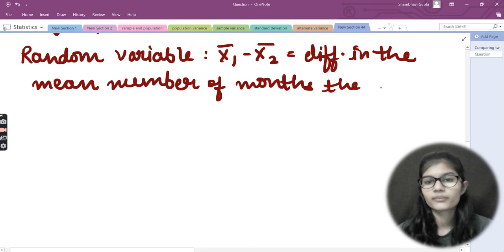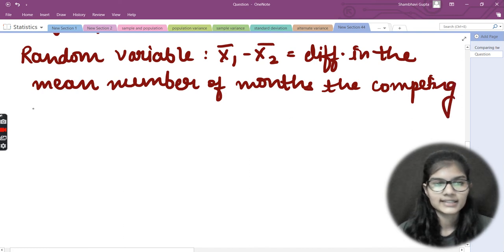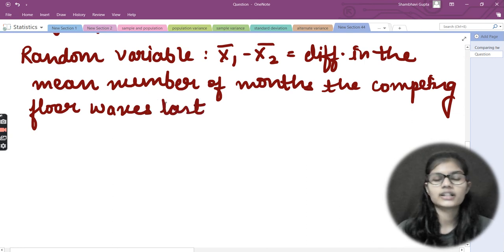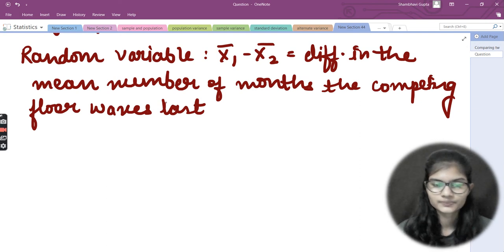So right, months mean the number of months the competing floor waxes last. Okay, so this is the idea that the random variable, that is x1 bar minus x2 bar, is equal to the difference in the mean number of months the competing floor waxes last. Okay. Now what is this H naught?